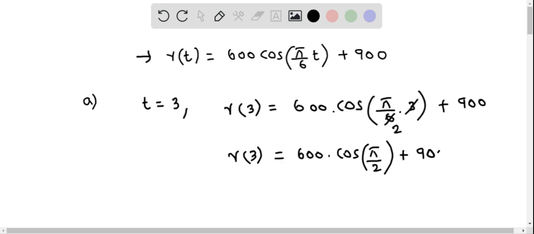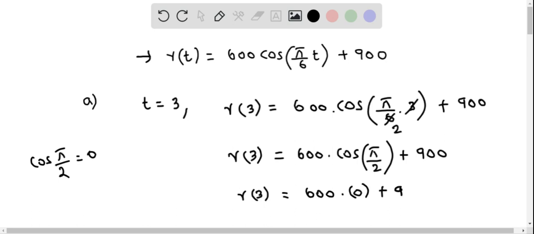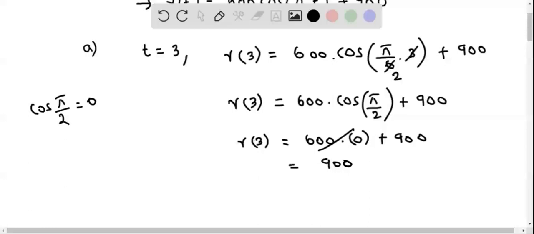plus 900. We know the value of cosine pi by 2, and this equals 0. So therefore R of 3 becomes 600 times 0 plus 900. And so this gets cancelled. We have only 900. So therefore the number of rabbits in the third year is 900. And this answers part A.